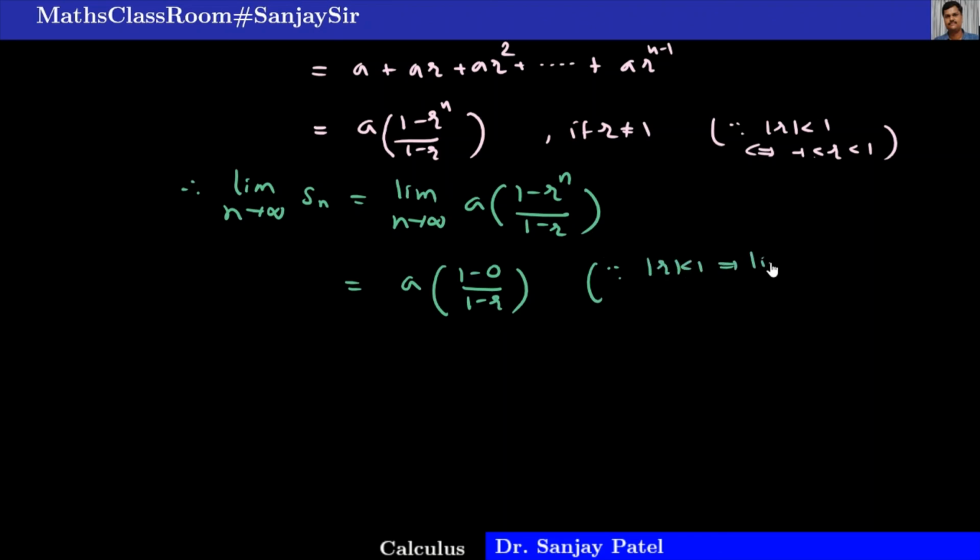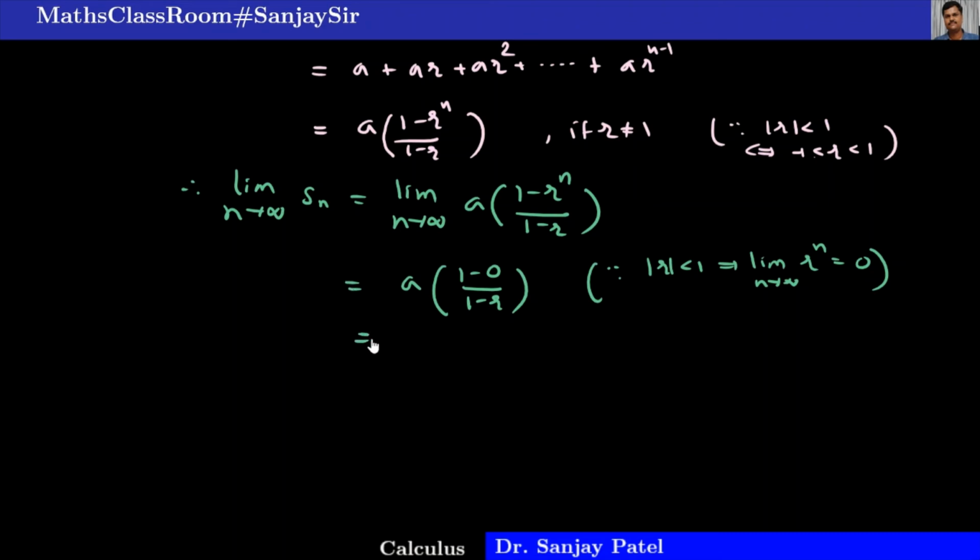So we know the formula that the limit as n tends to infinity of r raised to n is equal to 0 whenever mod of r is less than 1. Let me write this. Whenever mod of r is less than 1, this limit is 0. And here we are given that mod r is less than 1 in the hypothesis.